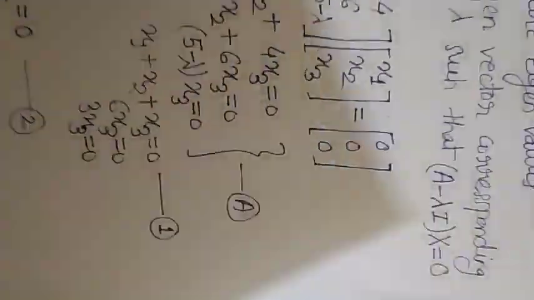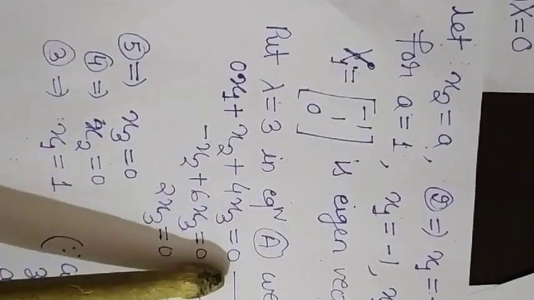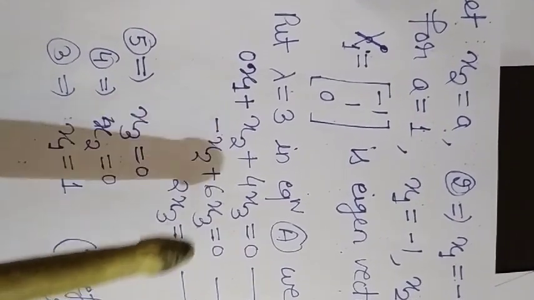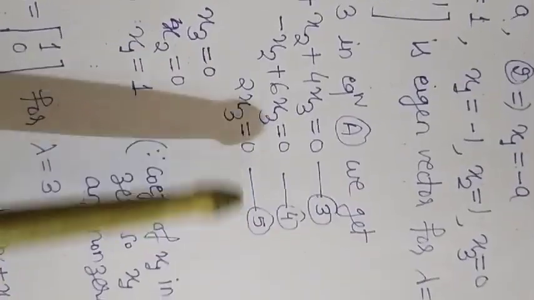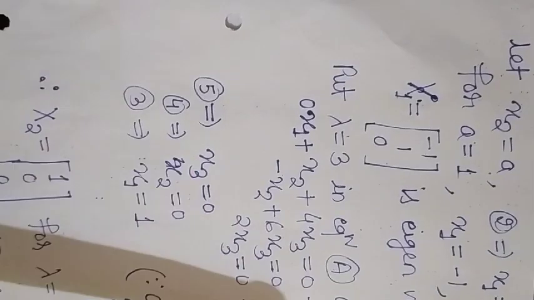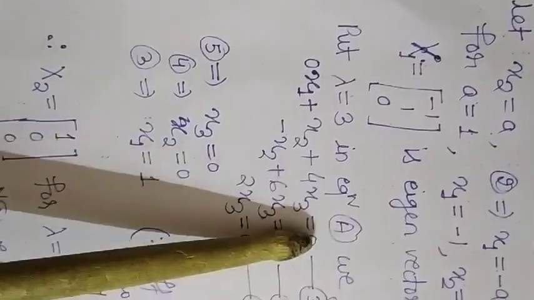Next we put lambda equal to 3 in this equation. So what do we get here? It is 0 x1 plus x2 plus 4x3 equal to 0. Then this will be minus x2 plus 6x3 equal to 0. Next, 2x3 is equal to 0. Equation 5 gives x3 equal to 0. Put this in equation 4, and you will get x2 equal to 0. So x2 and x3 are 0.